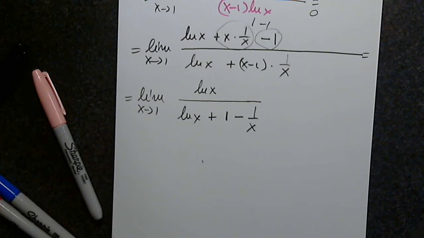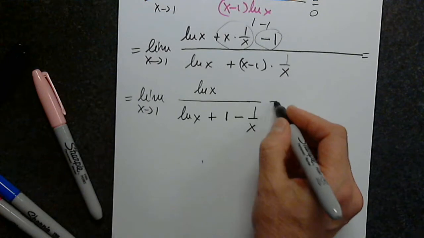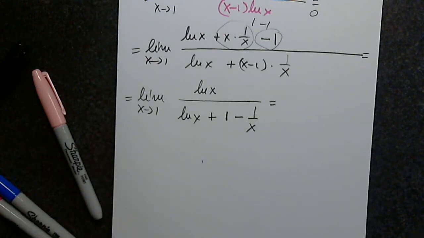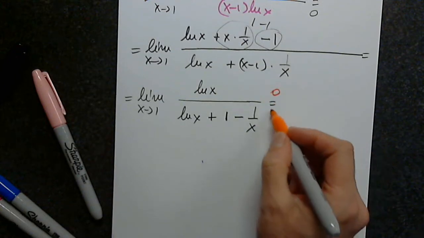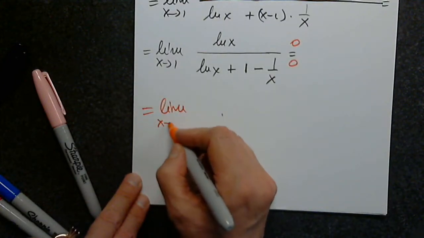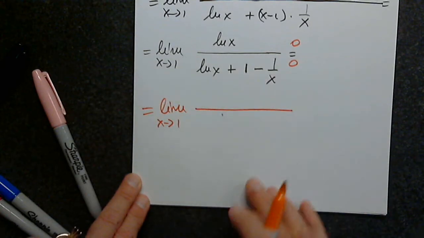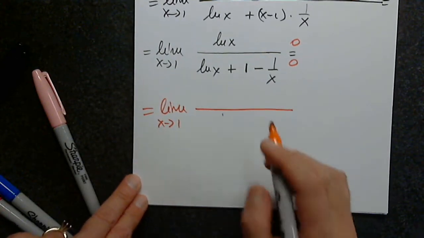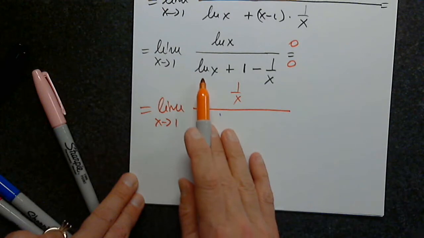This is a great achievement. Why? There are no more products. It happened that the products went away. And that is good. Okay, now we check again. The top, 0. The bottom, 0. Okay, we're close. So limit as x approaches 1. The top prime. Excellent. The denominator prime.